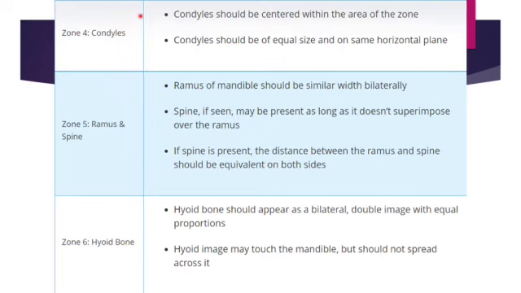Zone 4 is the condylar zone. So the condyle should be centered within the area of the zone, and the condyles should be of equal size on the same horizontal plane. Next is zone 5, that is the ramus and spine zone.